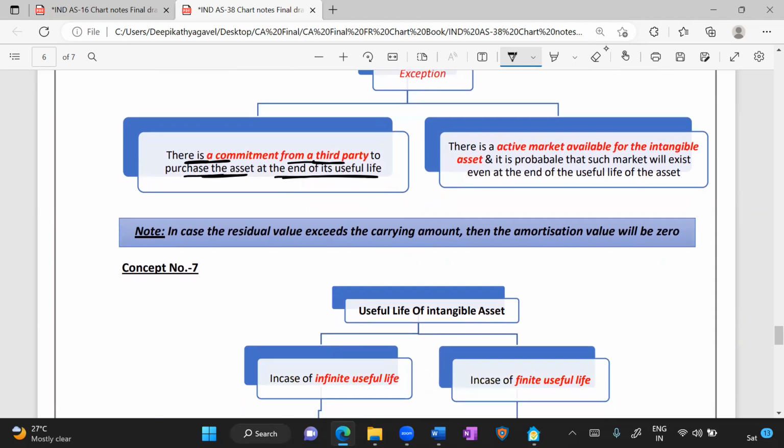So that is all about that. Now let's come to the special note. In case your residual value is exceeding your carrying amount, obviously what you will not do, the asset will not be amortized.